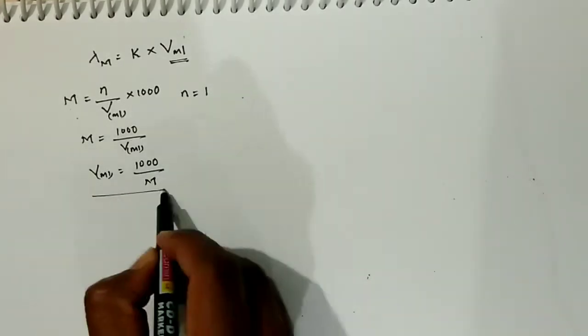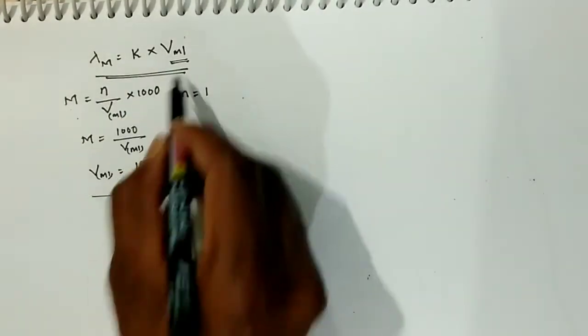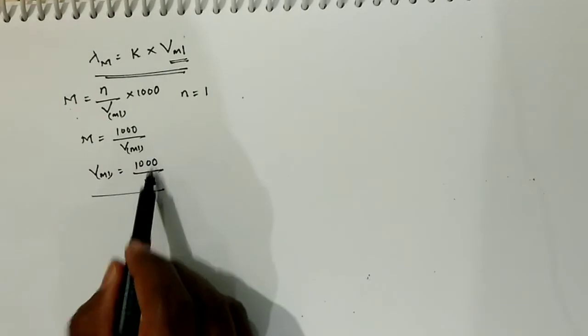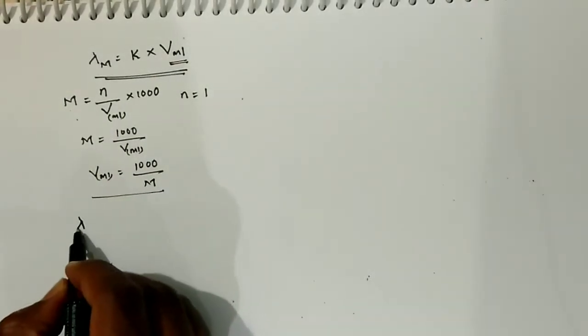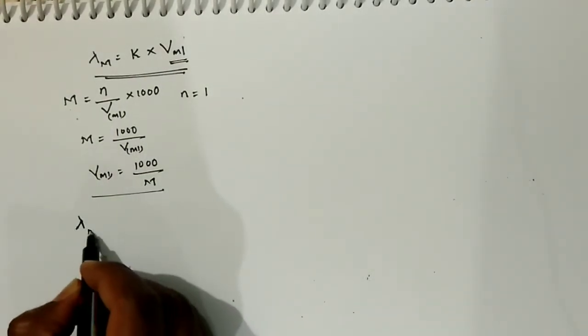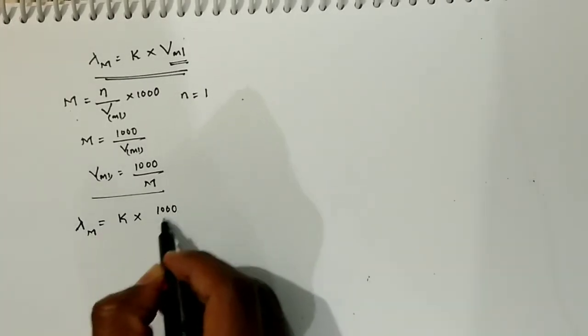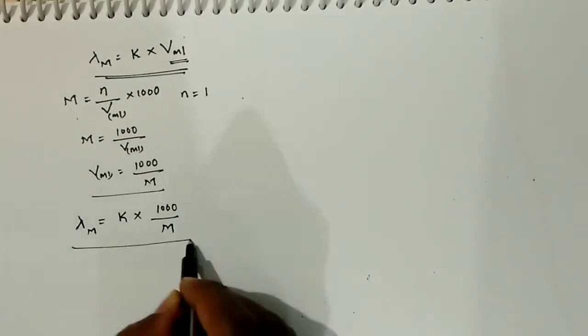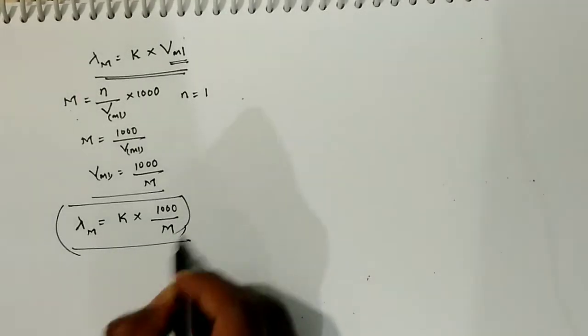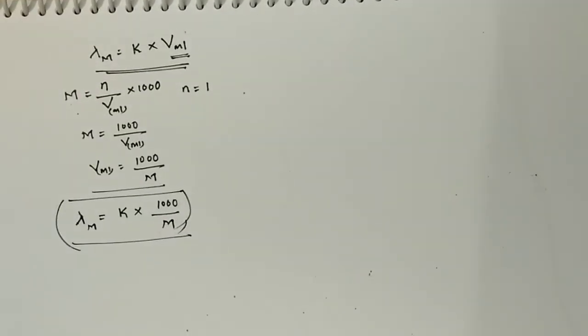Shall I substitute this in this relation? V mL equals 1000 by M. So finally molar conductance lambda m equals specific conductance into 1000 by M. M stands for molarity here. This is the final relation.